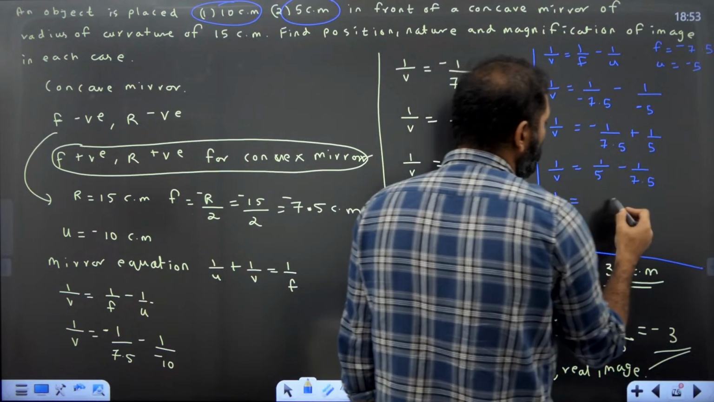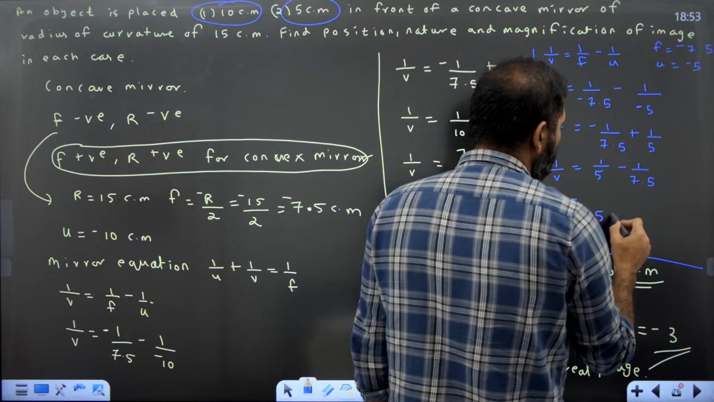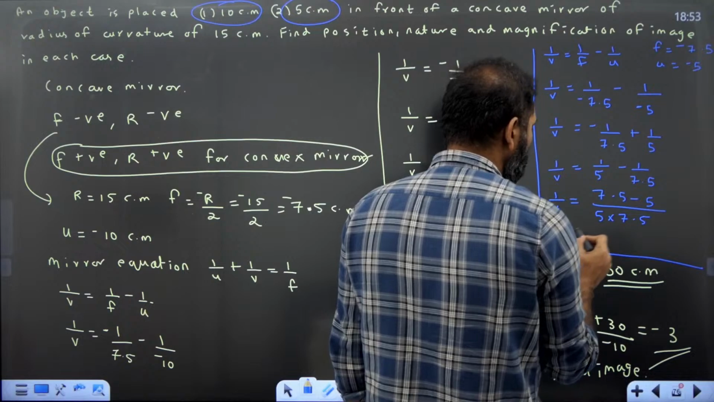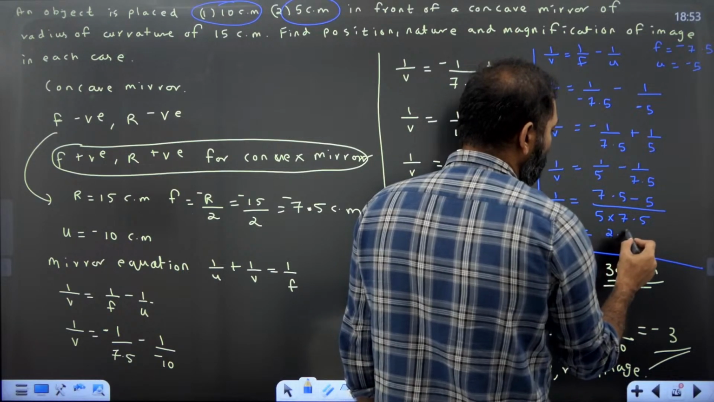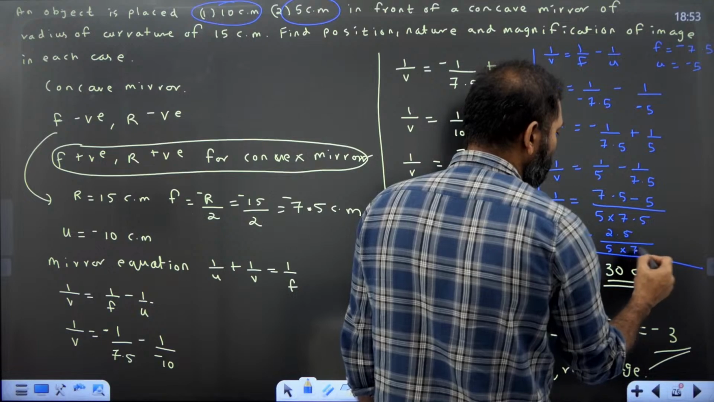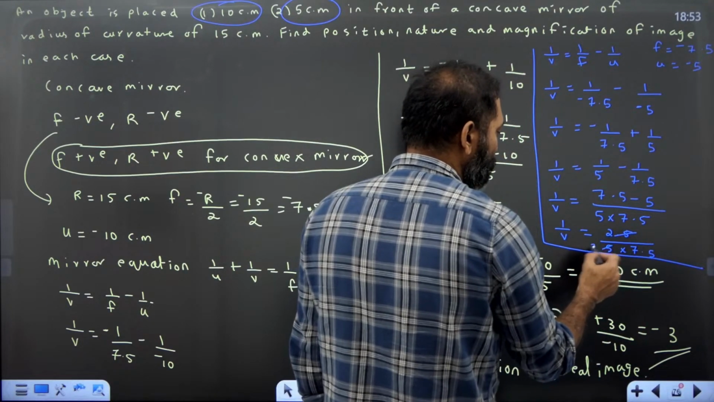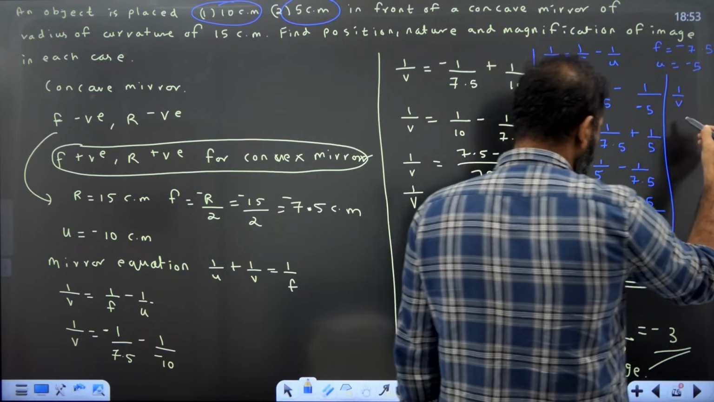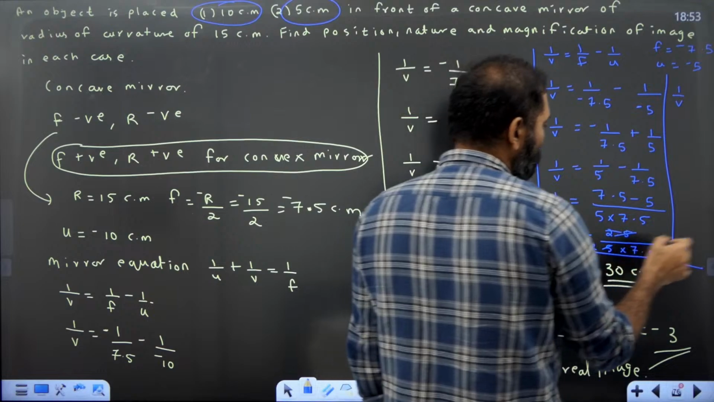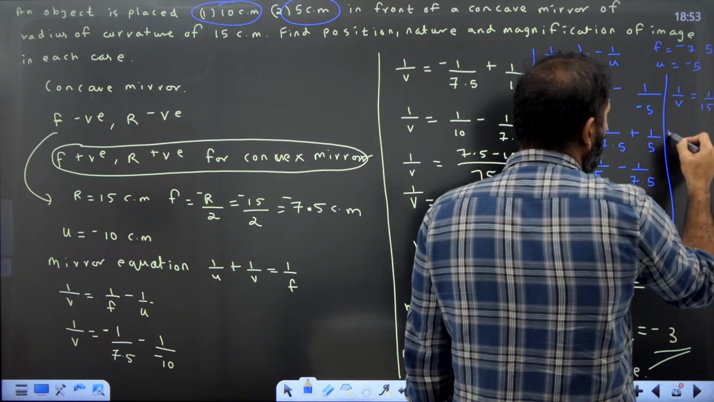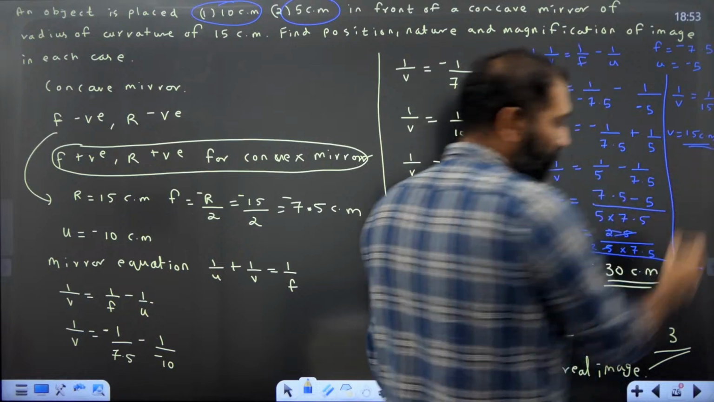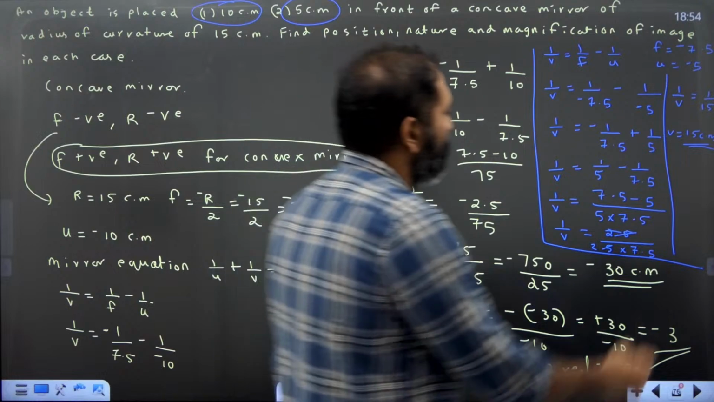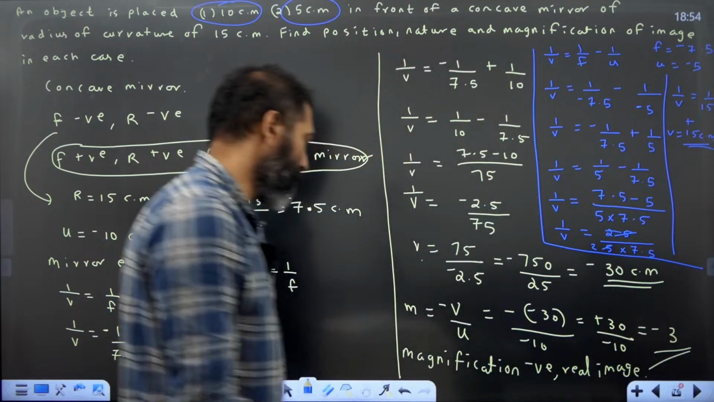So 1 by v is equal to, numerator 7.5 minus 5, over 5 into 7.5. So 1 by v is equal to 2.5 divided by 5 into 7.5. So 2.5 becomes 2, and 1 by v is equal to 1 by 2 into 7.5, which is 1 by 15. So v is equal to 15 centimeter. Image distance in the second case is plus 15 centimeter.